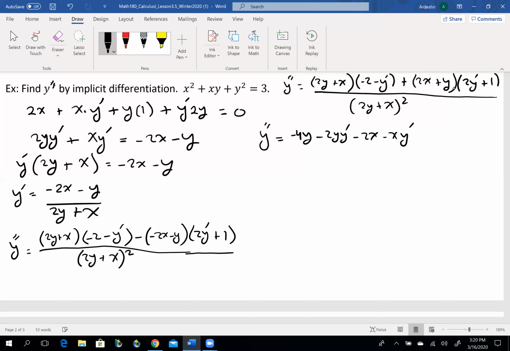And now plus, now I'm going to multiply the other two. So 2x times 2y prime is going to be 4xy prime. And then plus 2x times 1 is 2x, so plus 2x. And then y times 2y prime is going to be 2y y prime, plus y times 1 is y. So now all over (2y plus x) squared.